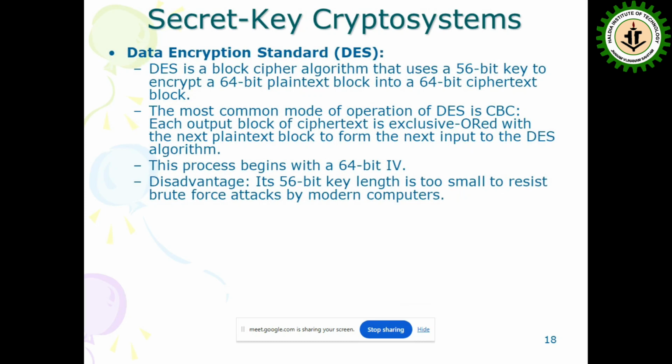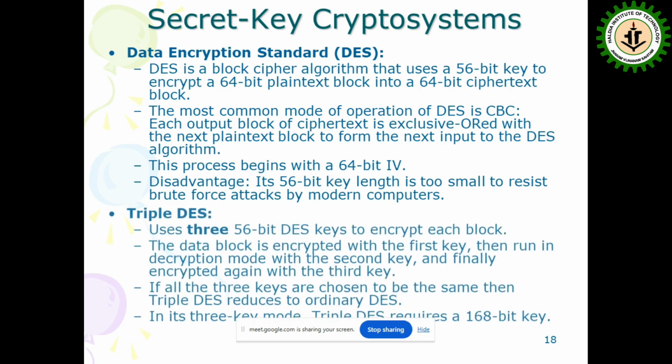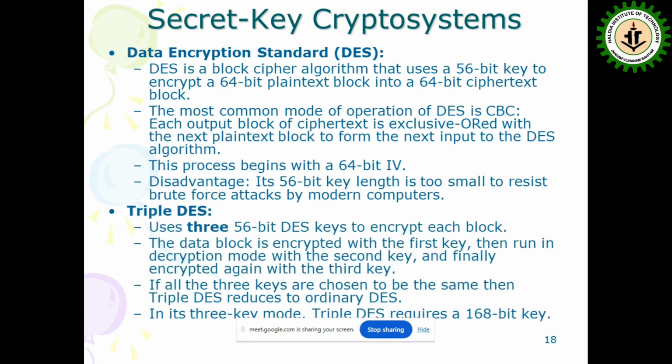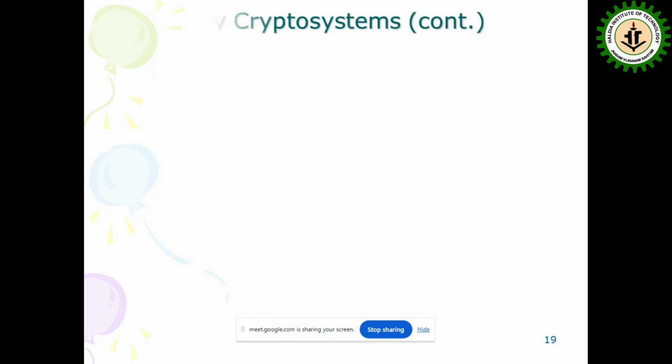Secret key crypto system. Popular symmetric crypto systems include Data Encryption Standard or DES, an older standard with a 56-bit key but now considered insecure against modern brute force attacks. Talking about triple DES, this is an extended version of DES by applying the encryption three times with three different keys resulting in a 168-bit effective key length.